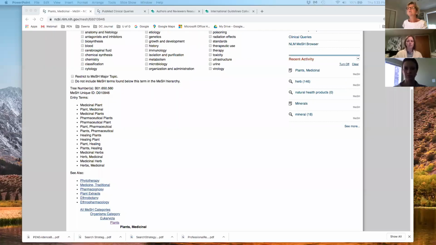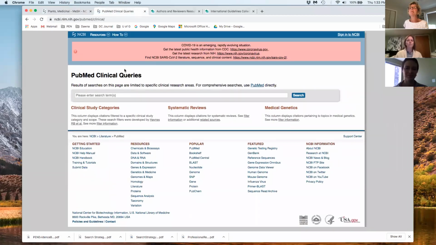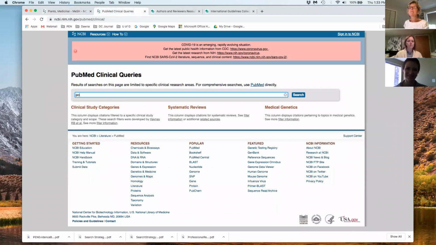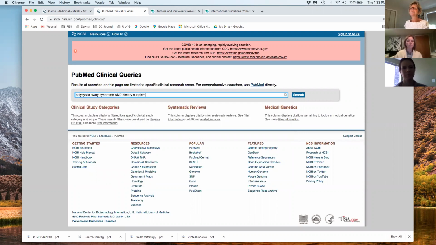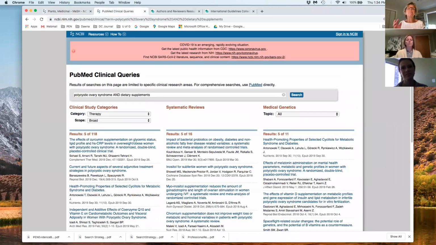So let's go back to PubMed and look at PubMed clinical queries and try polycystic ovary syndrome and dietary supplements. Those were the two MeSH terms. You can see that I'm not putting any MeSH headings with these. I'm just using the terms that they were indexed with. If I restricted it by putting a symbol after it showing it was a MeSH heading, it may not identify the most recent literature that hasn't been indexed. So doing it this way does help to identify all of the most recent information.